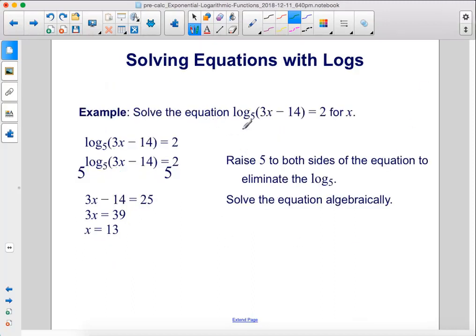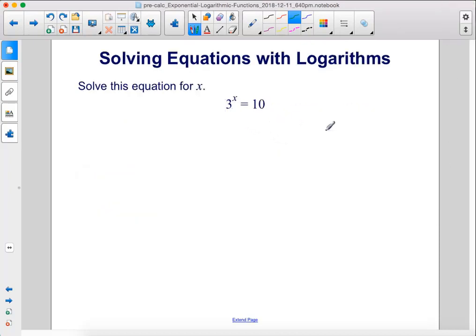Solve the equation. Log base 5 of 3x minus 14 equals 2, so we're going to solve for x. Let's raise 5 to both sides of the equation. Since this is log base 5, we can use the inverse property, and this cancels out with that, leaving us with 3x minus 14 on the left and 5 squared on the right. Then we just use algebra, and we get x equals 13.